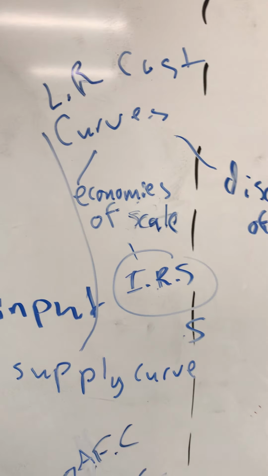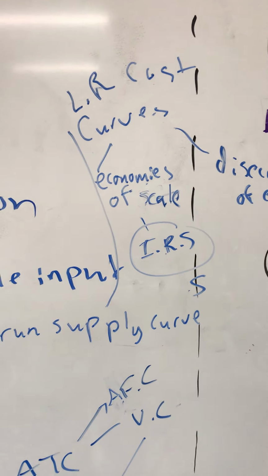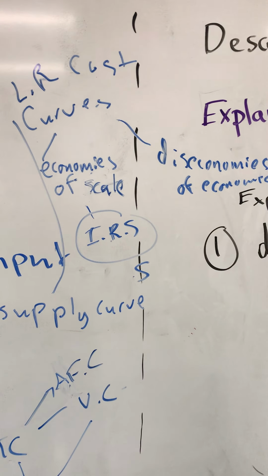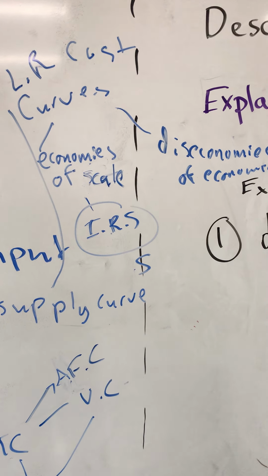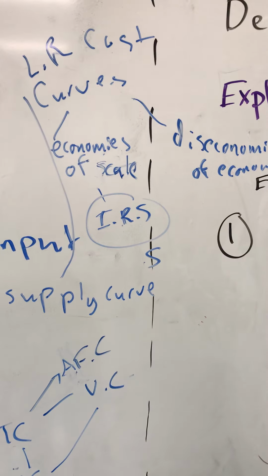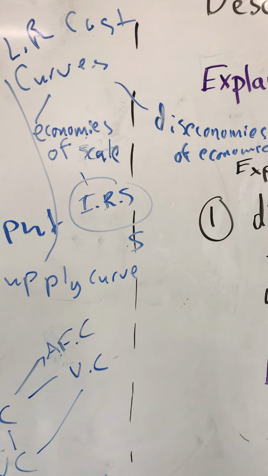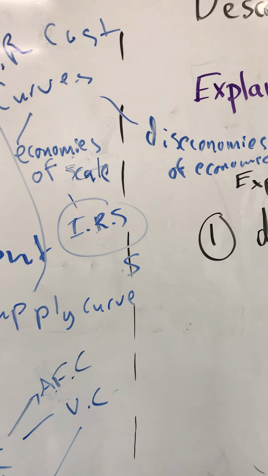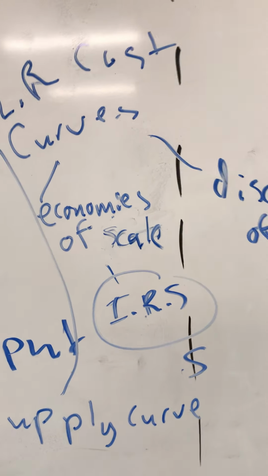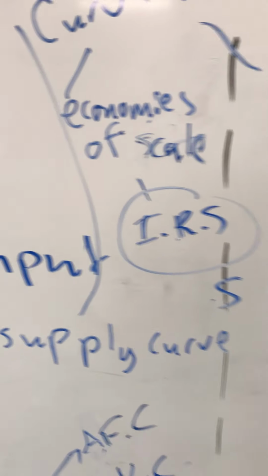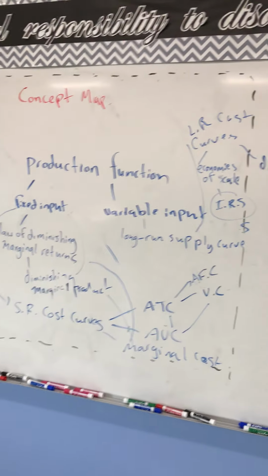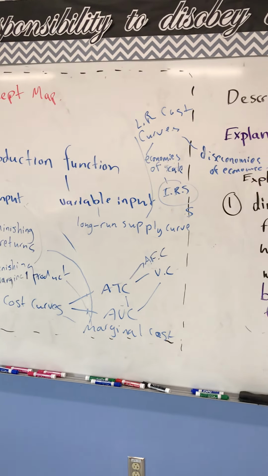Returns to scale describes the relationship between input and output, and economies of scale or diseconomies of scale describes the relationship between output and costs. But certainly you can get economies of scale with increasing returns to scale. Maybe if I had the term specialization, I would link it with these terms as well. Okay, so this is my very messy concept map.